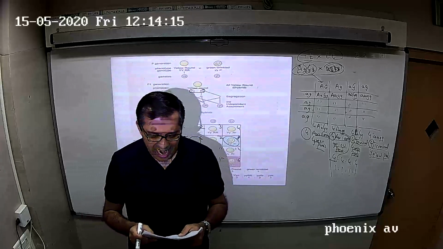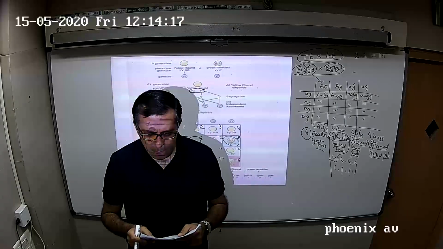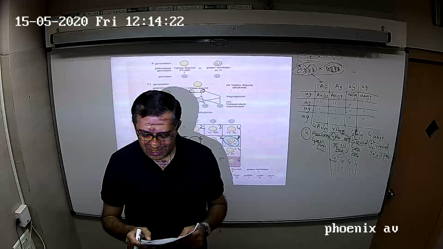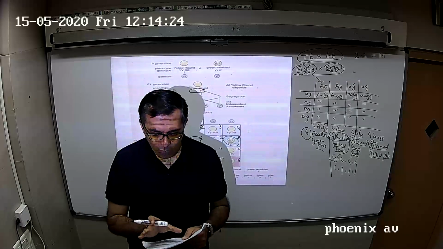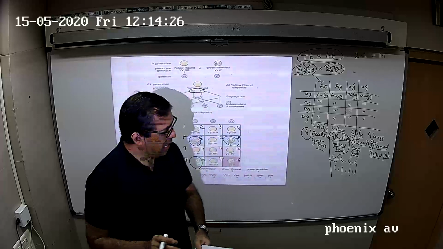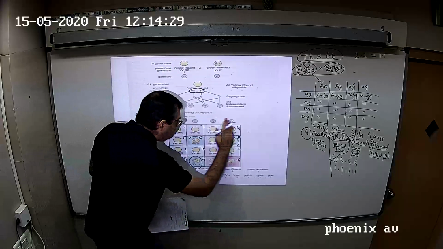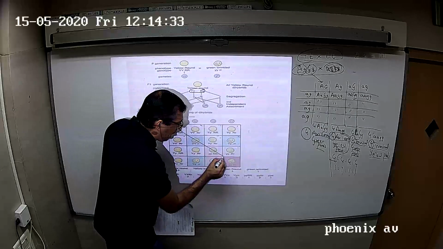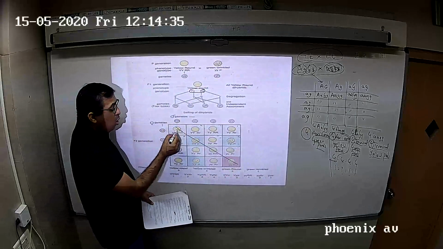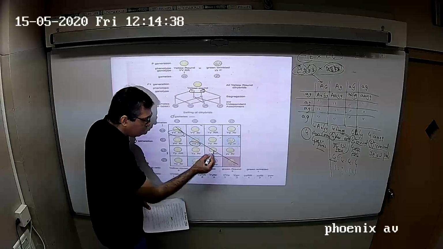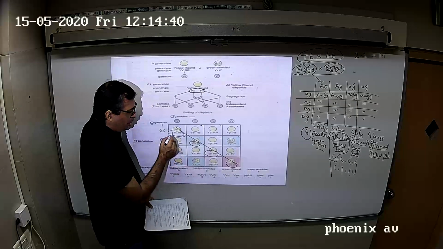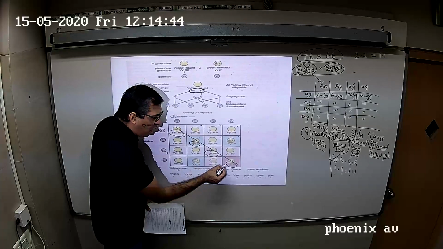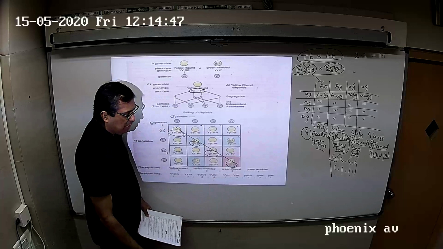Next question, 8. Out of 16 plants in the F2 generation of a dihybrid cross, the plants heterozygous for one of the two traits are. We remember the checkerboard method. Sir, these 4 plants are double homozygous: double homozygous yellow round, double homozygous yellow wrinkled, double homozygous green round, double homozygous green wrinkled.